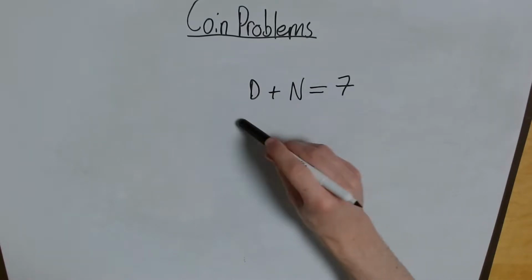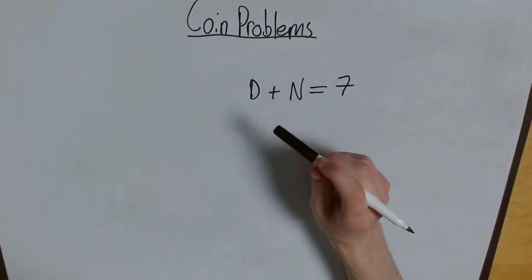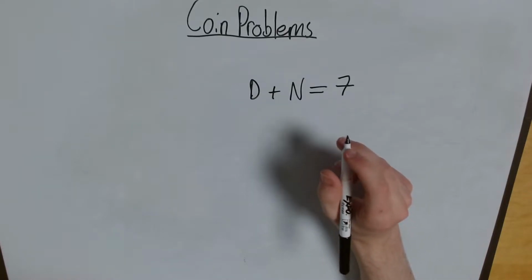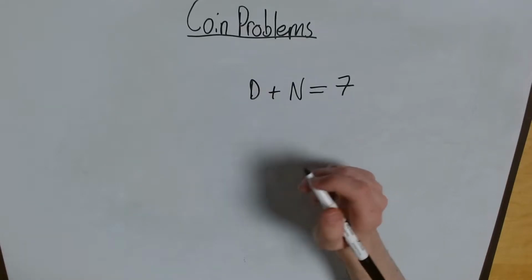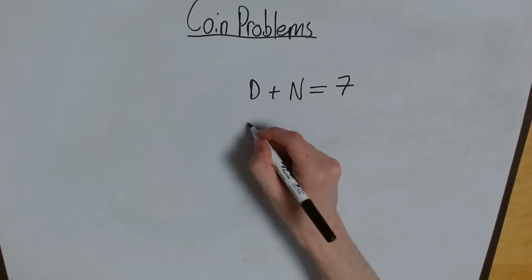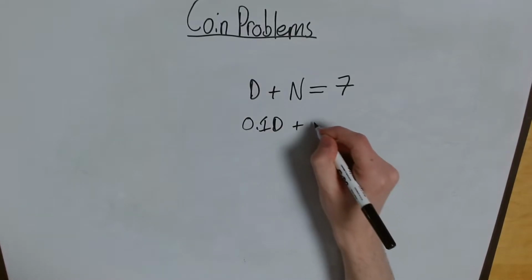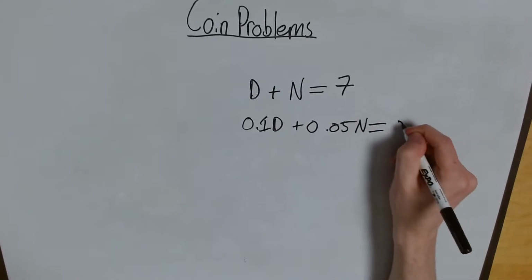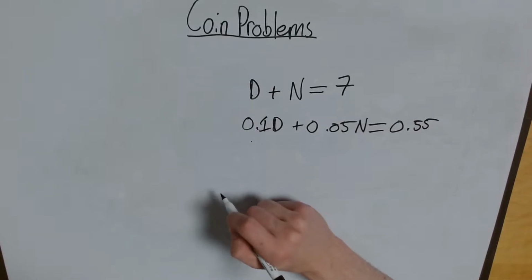Now, we have the first part. I have 7 coins in my pocket, represented algebraically. Now, how do we represent that the value of the coins is 55 cents? Well, we know a nickel is worth 5 cents and a dime is worth 10 cents, right? So I could say the number of dimes I have times 0.1 plus the number of nickels I have times 0.05 equals 0.55. You might say, well, why did I have my coefficients like that?